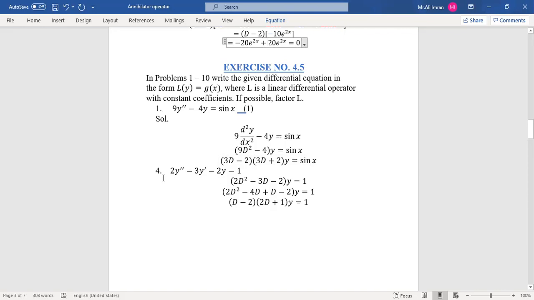Let's do another question. Question number 4. 2y double prime minus 3y prime minus 2y is equal to 1. We write this in the form of a differential operator: 2D square minus 3D minus 2 into y is equal to 1. If we factorize this, we finally get (D minus 2)(2D plus 1)y is equal to 1. This is the form which was asked in the question.